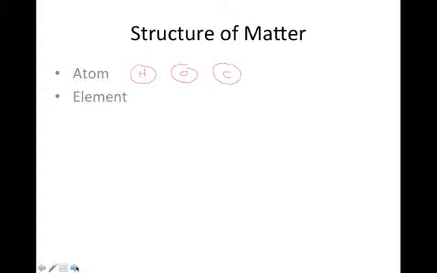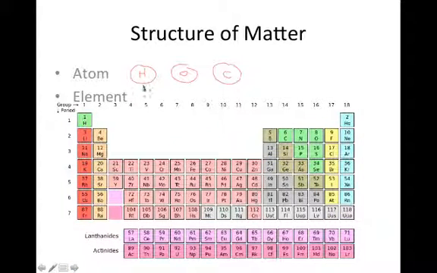So let's say we have a whole bunch of hydrogen atoms together, then something's made of the element hydrogen. The periodic table of elements has all the different known atoms, or the different types of atoms that we know of.